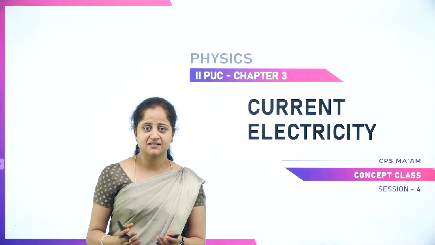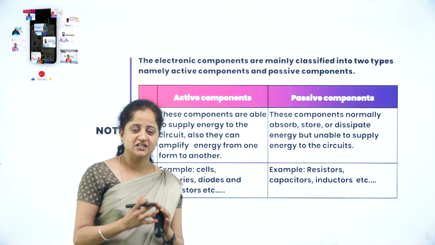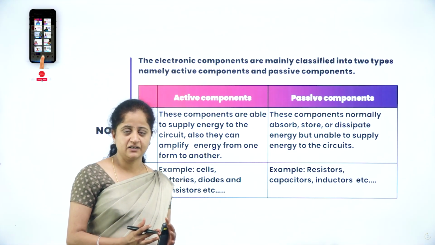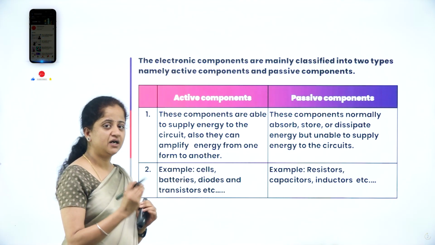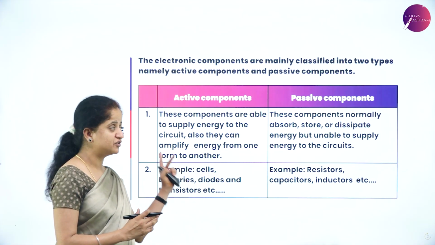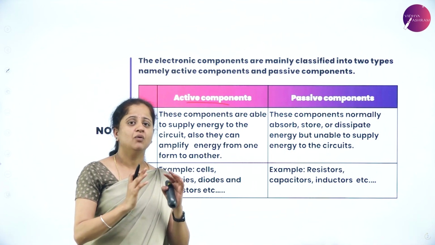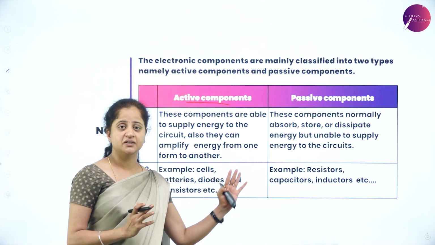So in understanding any circuit, knowing about its components is very important. A few components we will often use in electronic circuits, so regarding that, we will have a brief introduction. The electronic components are mainly classified into two categories: one is the active component, the other is the passive component. What is the major difference between the active component and the passive component?